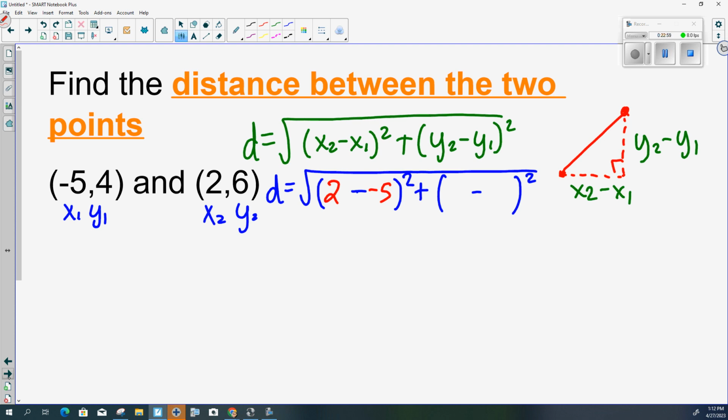Alyssa, what do I put in place for my y2 and my y1? Almost. If I put 4 and 6, it's backwards, right? And that does matter. If I do 2 and then 1, I have to do 2 and then 1. I can't do 2 and then 1 and then flop these ones. They have to be in the same order.